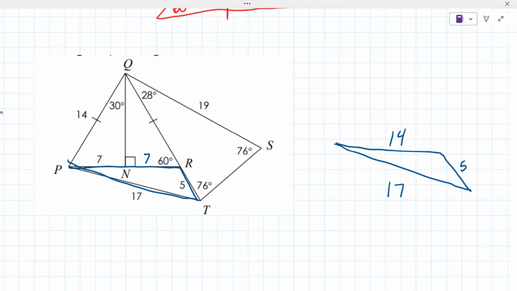It's scalene, yeah. And here's the thing: we don't know the angle measure, but this one is 120 because they make a linear pair there. So this is 120. So now we can add that. Is it acute, obtuse, or right? Oh, it's an obtuse. It is obtuse. Very good.